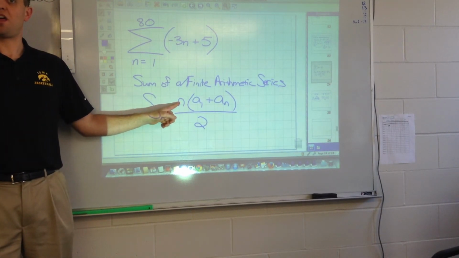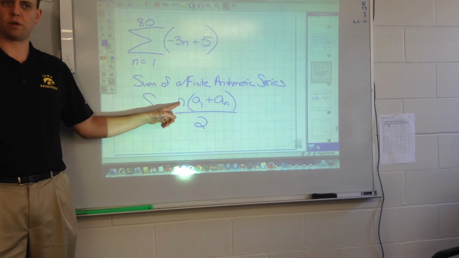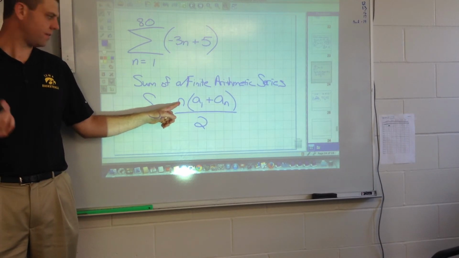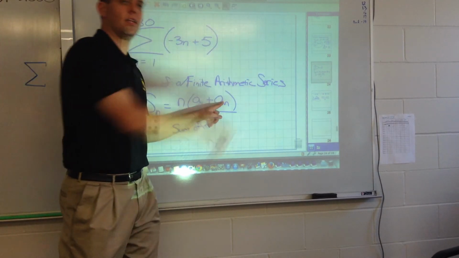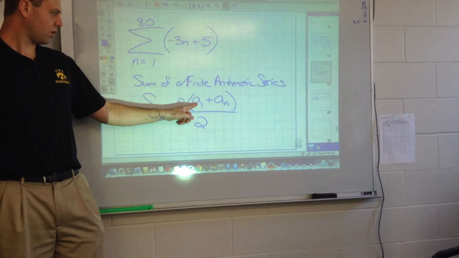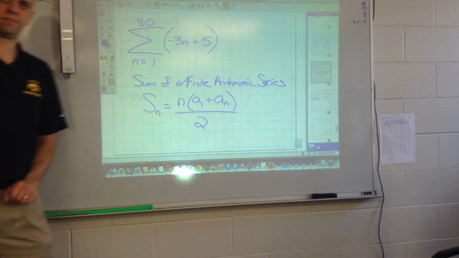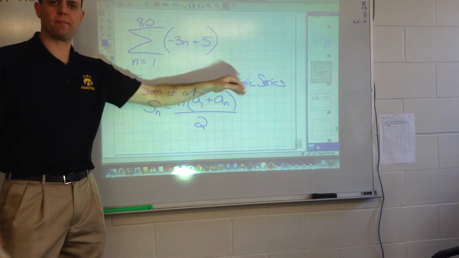n represents the number of numbers you're adding together, or the number of terms. a sub 1 represents the first term. a sub n would represent the last term. So first term plus the last term, times the number of terms, divided by 2. Okay? It only works for a finite arithmetic series.